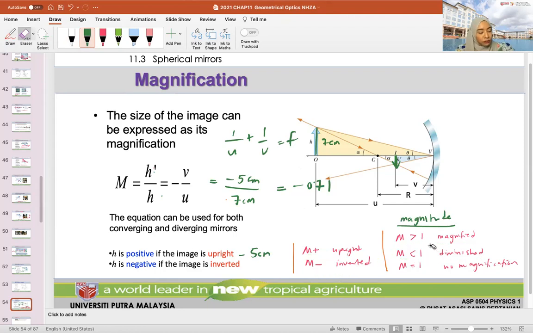Okay, so don't get confused when you see minus 2, and you say oh, it is smaller because it is minus. No, that's not right. So the minus tells you inverted or upright. The value magnitude greater than 1 or less than 1 or equal to 1 tells you the magnification, either big or small. Okay, so those are two different things.